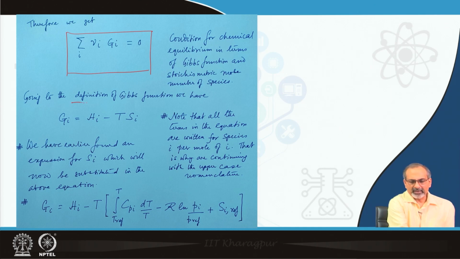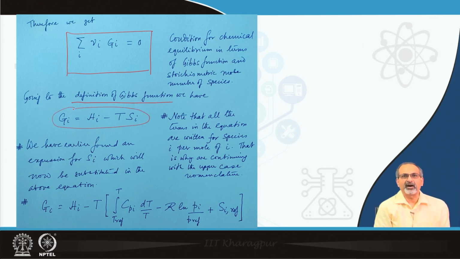Now, we go back to the definition of Gibbs function, and if we were to define it for a species i, then it will show up in this form. Note that all the terms in the equation are written for species i per mole of i, and that is why we are using the uppercase nomenclature. And recall that we had already derived an expression for Si earlier in the previous lecture, which will now be substituted in the above equation, which means that Si comes in here, along with the Si reference term.